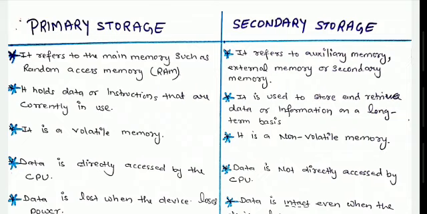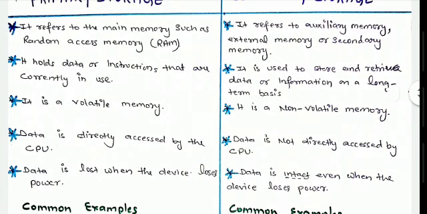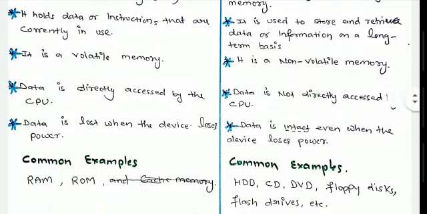Primary memory is a volatile memory. Secondary memory is a non-volatile memory. Data is directly accessed by the CPU in primary memory, but not directly accessed by the CPU in secondary memory. In primary memory, data is lost when the device loses power. In secondary memory, data is intact. Intact means not lost, even when the device loses power.